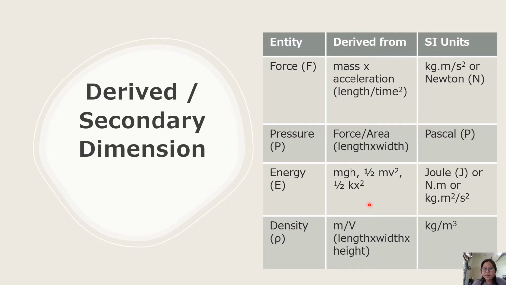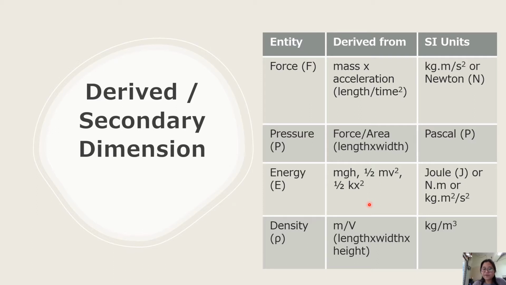And another form of energy is the elastic potential energy. And this is given by 1/2 kx squared. So k is a constant and x is a type of length. So the SI unit of energy is joule, which is equivalent to Newton meter or kilogram times meter squared per second squared.